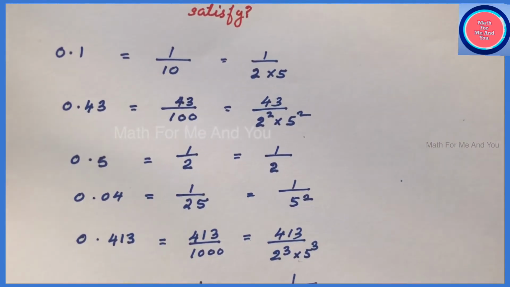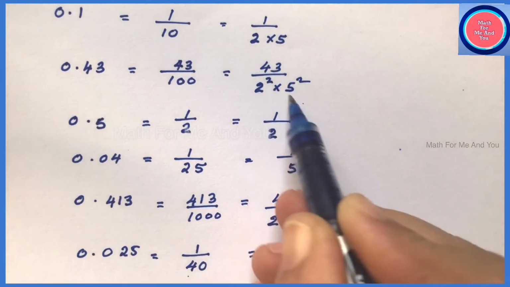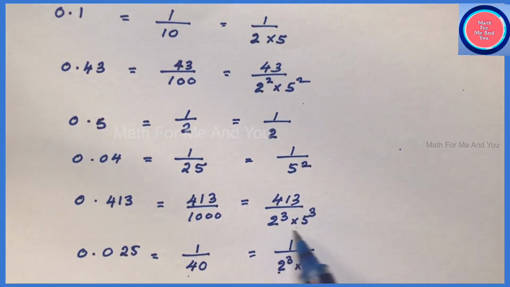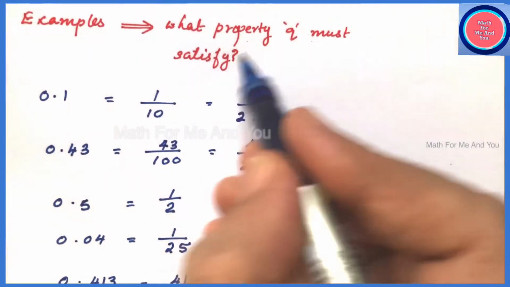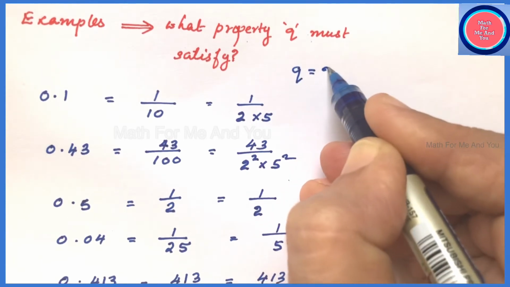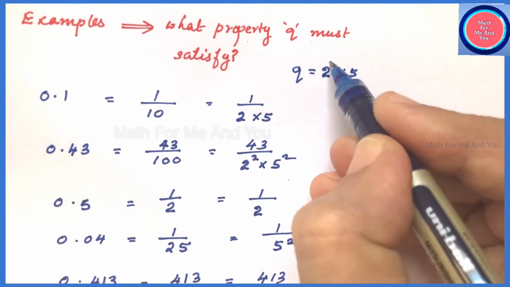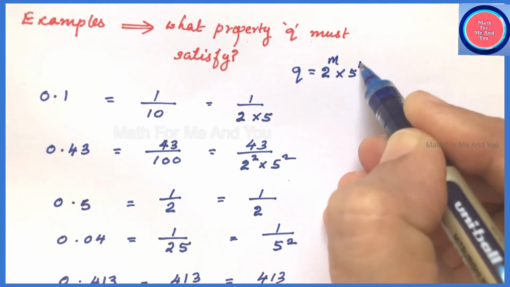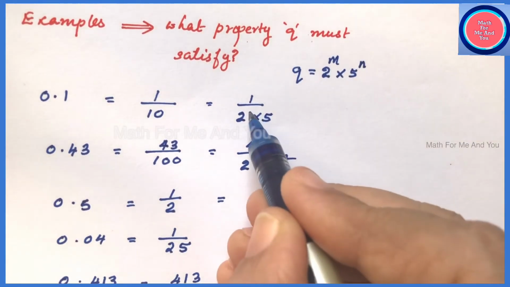One thing we can notice from all these examples: in all these p by q forms, the denominators contain only 2 and 5 as the prime factors. Or we can write the property of q for these types of numbers. They contain only 2 and 5 with powers. And the powers we can write generally as m and n, where m and n are whole numbers. That means 0, 1, 2, 3 like that.